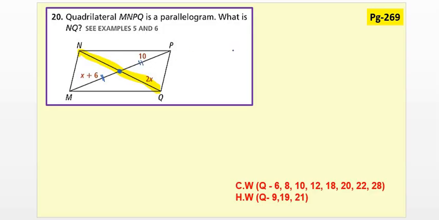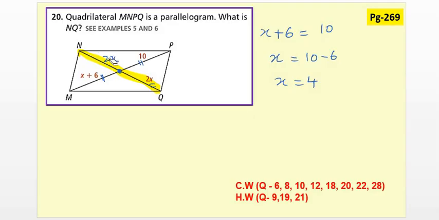equal to this one. So we can make an equation: x plus 6 will be equal to 10, and it gives us x equals 10 minus 6, that will be 4. So the value of x is actually 4. If this one is 2x, so this one will also be 2x.